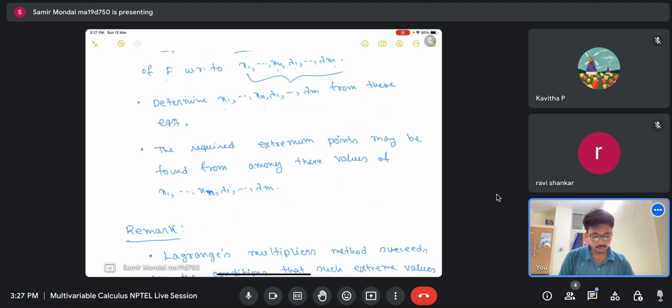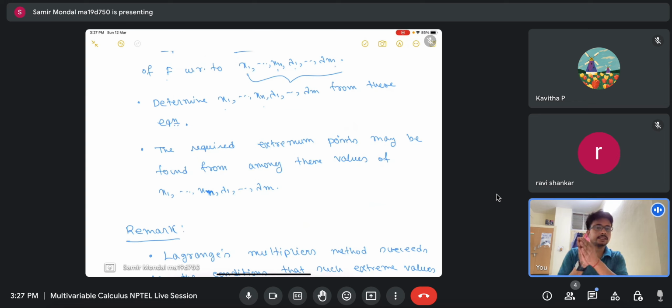So previously I told that this is a definitely good method for finding the extrema of a function, but this method also has some fault. So what is the fault? This theorem is not valid everywhere. Some restriction is there. This restriction is on your constraint functions.